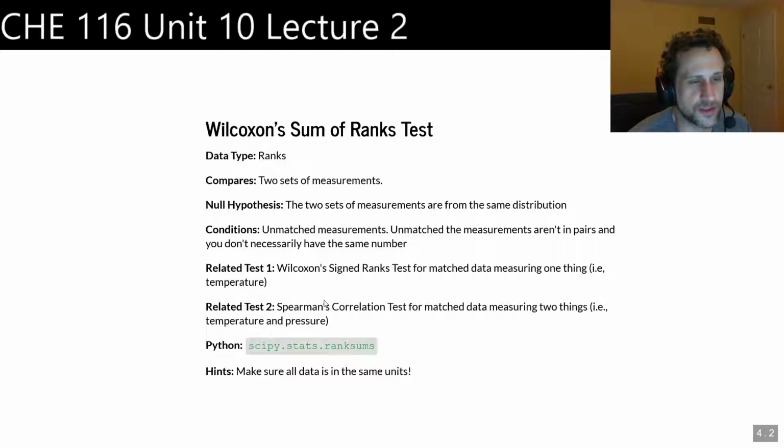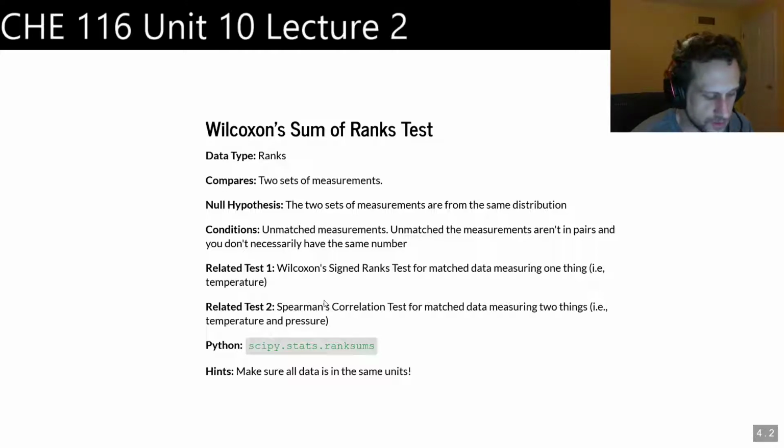Now, the conditions for this are very loose. The measurements could be different sizes, like you could have 10 numbers in one set and 11 numbers in the other set. The data does not need to be paired, so there's no requirement that you have pairs of data. The only logical thing is that if the null hypothesis is that they're from the same population or the same distribution, it makes sense for them to be measuring the same thing. Like they should both be temperature measurements, or they should both be, I don't know, mass measurements. If they're different things, then this isn't really the right null hypothesis, and this probably isn't the right hypothesis test.